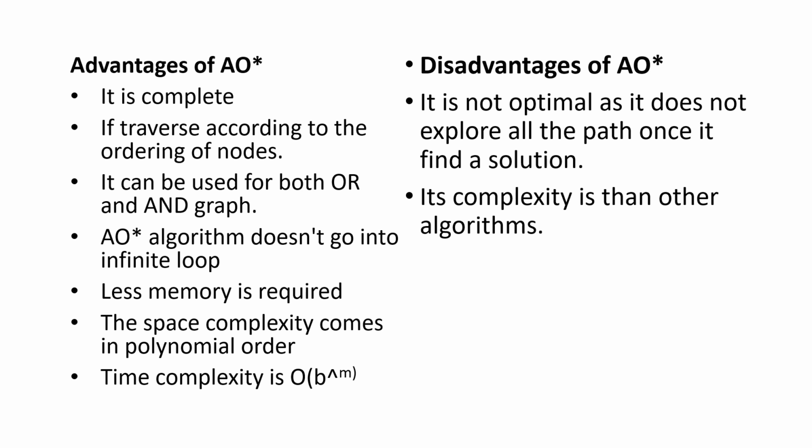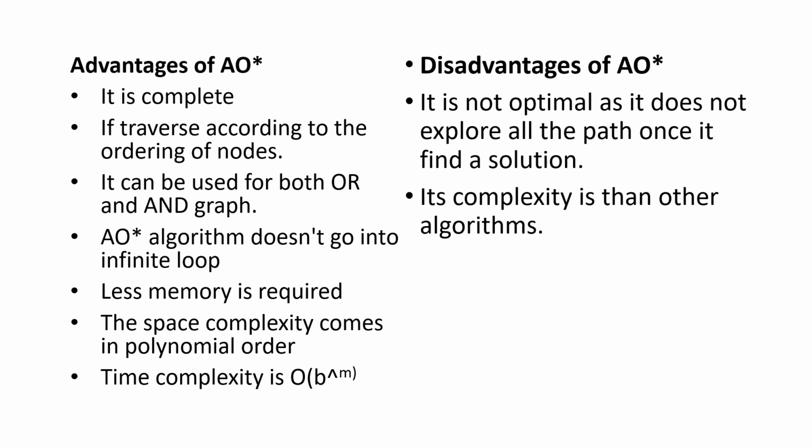Here we will see its advantages. It is complete, and that is the main advantage: if a solution exists, it will find it. It works for both AND and OR graphs, and avoids infinite loops. AO star uses less memory than exhaustive search and is better than brute force, because it requires less space. Time complexity is big O of b to the power m, where m is the depth and b is the branching factor.